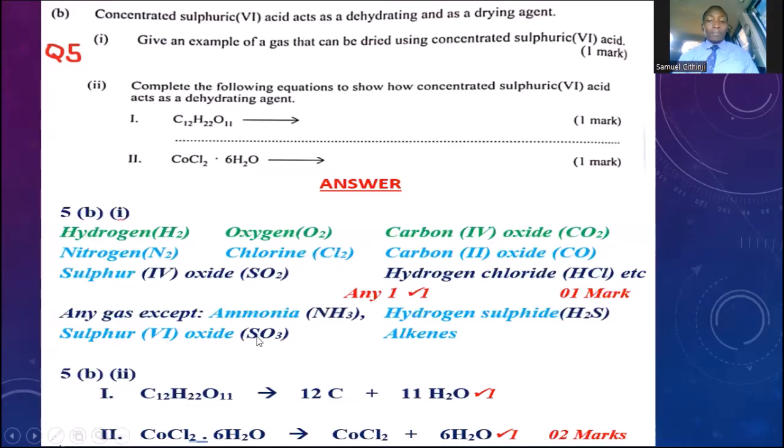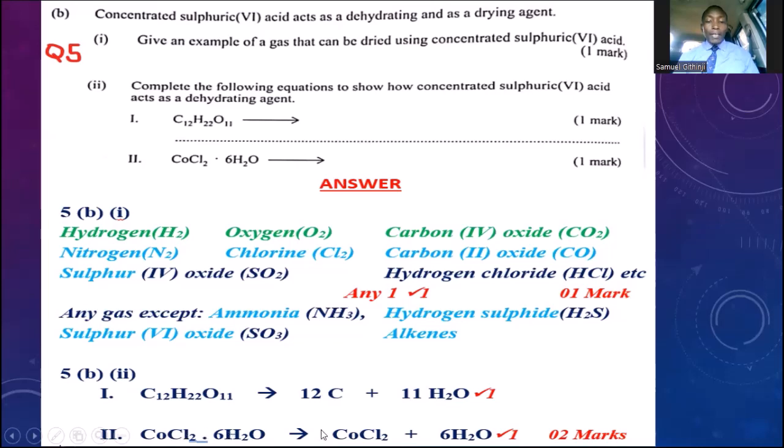All gases except ammonia, hydrogen sulfide, and sulfur 6 oxide, because you've seen they can react with concentrated sulfuric acid, and a good number of alkenes, because they can easily be reacted or converted to alkanols. But the rest of the gases, hydrogen, oxygen, carbon 4 oxide, nitrogen, chlorine, carbon 2 oxide, sulfur 4 oxide, HCl, etc., can be dried using concentrated sulfuric 6 acid. In the reaction as you are given there, sugar can be acted upon by concentrated sulfuric acid. You get carbon and water.